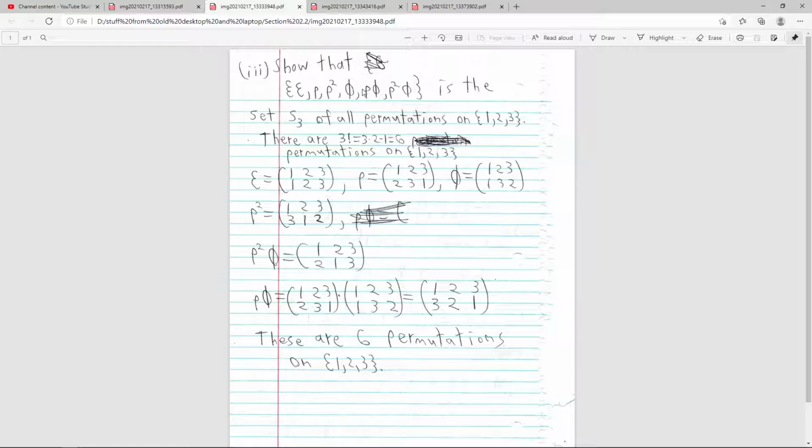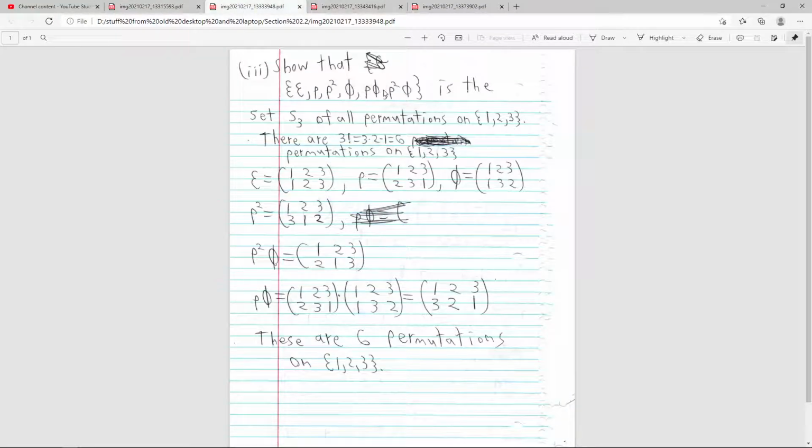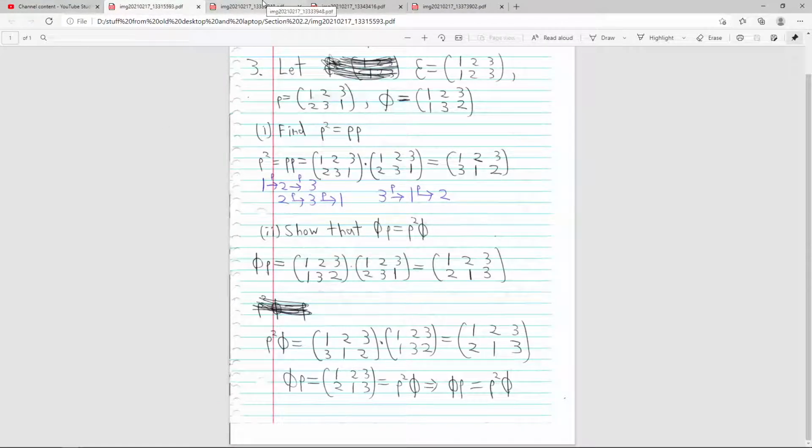Show that this set is the set S3 of all permutations on the set 1, 2, 3. There are 3 factorial, which is 3 times 2 times 1, equals 6 permutations on this set, because there are 3 elements. That's how you do it, just 3 factorial. And that means we have to have 6 distinct permutations. The identity obviously is in there, p and psi from before, those are all distinct. We got p squared before, p squared psi, and psi p.